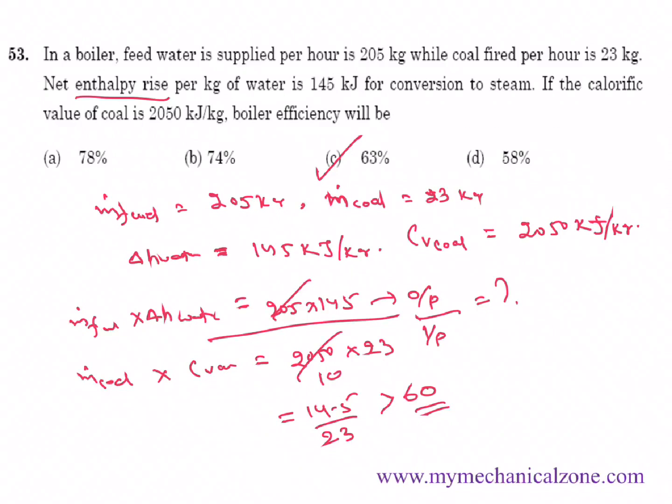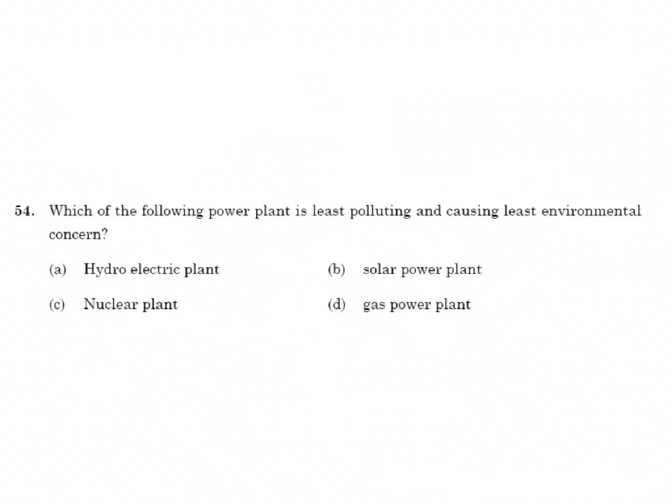Which of the following power plants is least polluting and causing least environment concern? Hydropower plant, forest problem is there. Then solar power plant. Nuclear power plant also, radiation problem is there. So solar power plant is your best option. No pollution and least environment concern. B is your correct answer.